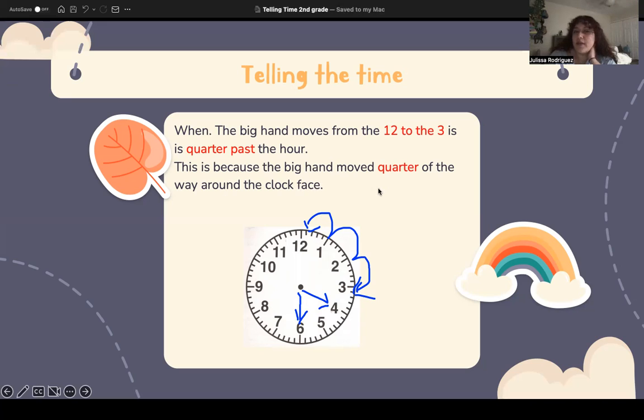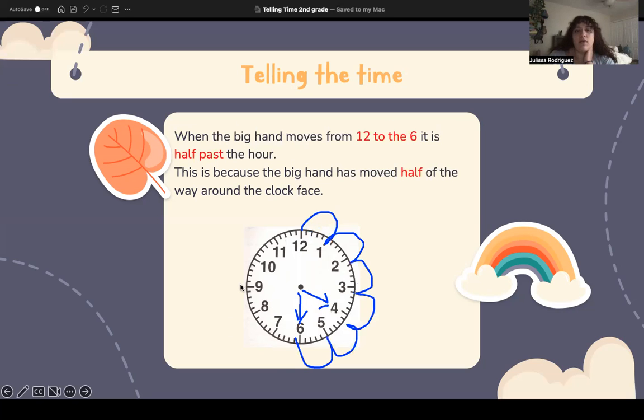This is because the big hand moved a quarter of the way around the clock face. So it moved from the 3, the next quarter was 15, the next quarter was 30, and so forth. When the big hand moves from the 12 to the 6, it is half past the hour.